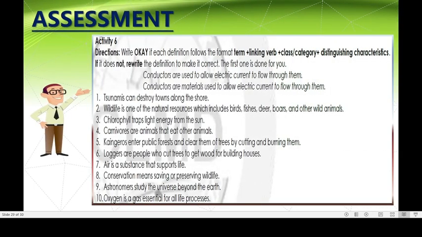Down to the last part of our episode, assessment. Activity 6. The direction is, write OK if each definition follows the format term plus linking verb plus class or category plus distinguishing characteristics. If it does not, rewrite the definition to make it correct. Look at the example. Conductors are used to allow electric current to flow through them. We may correct this one as, conductors are materials used to allow electric current to flow through them.